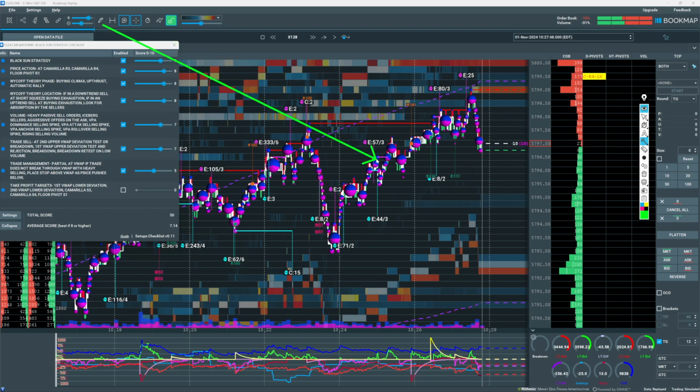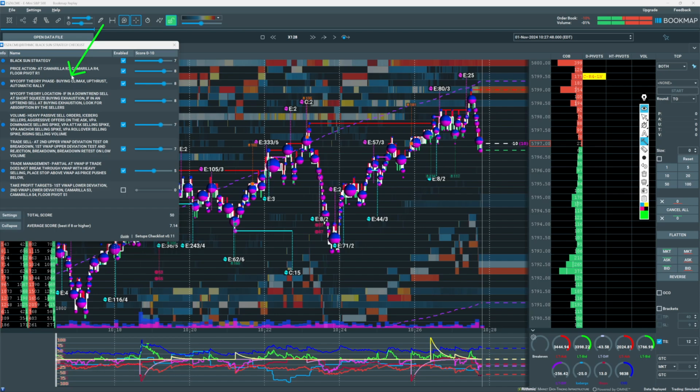Again, this is not right here. I'm just specifying what an automatic rally is, right? It's basically a short squeeze. The bigger the trend to the downside, the bigger the short squeeze will be, right? So that's the Wyckoff theory phase. It's a buying climax or upthrust in an automatic rally.